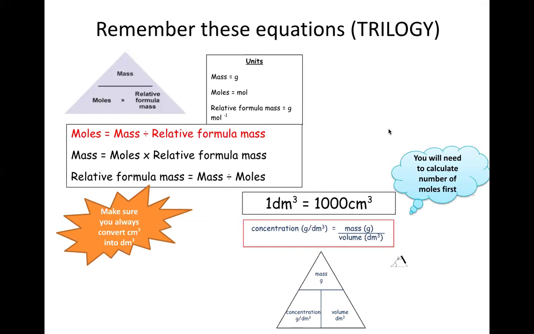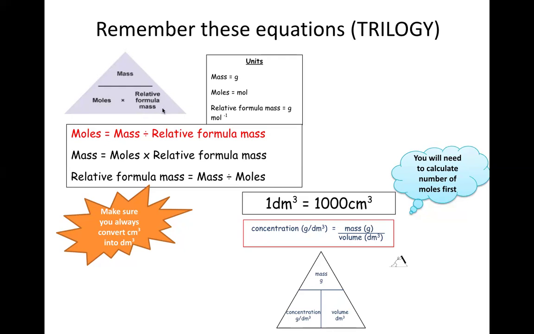Right. Equations that you need to remember for quantitative chemistry. If you are a combined science student doing the trilogy course, you need to know this triangle here at the top. You need to be able to put the mass at the top here, and the way you find the mass is you take your number of moles and multiply it by the relative formula mass.